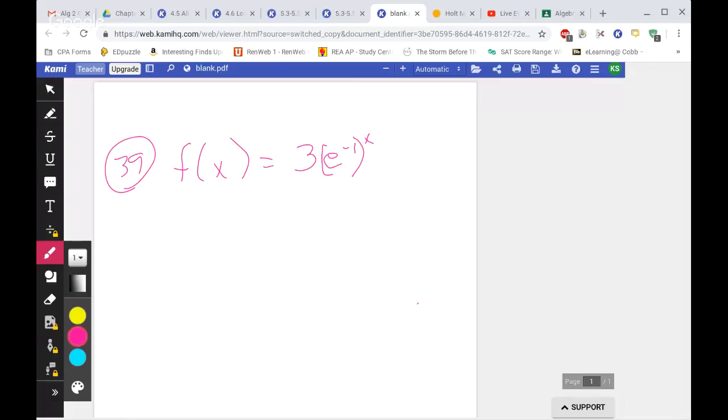Right. If you plug in e to the negative 1, it should be like 0.something. What is it? e to the negative 1 equals 0.36. So it's less than 1, so that means it's decay. Okay, I get it now.